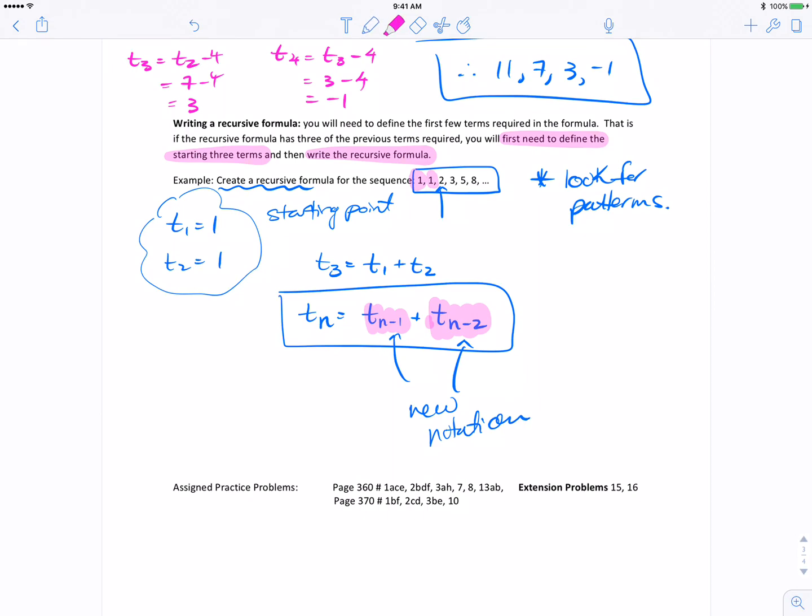What I'd like you to do is to start to attempt the assigned homework. So these first parts here are on our intro, and the second parts are on recursive formulas. It's important that you try out the standard formulas before you try out recursive.